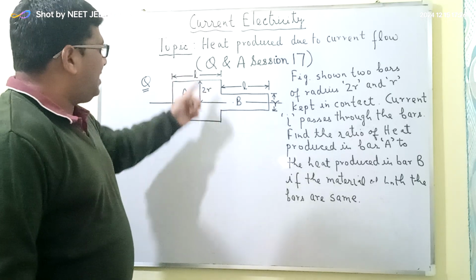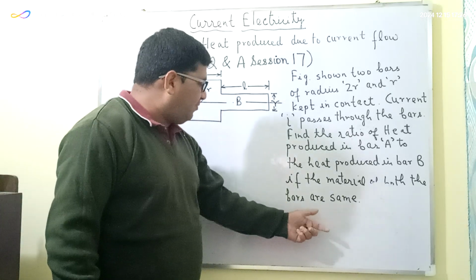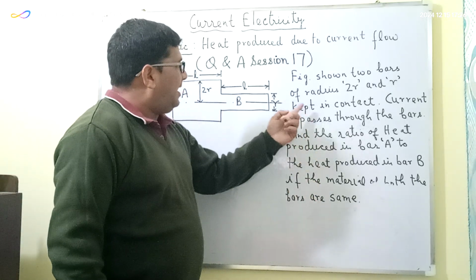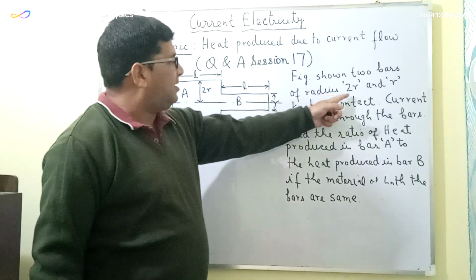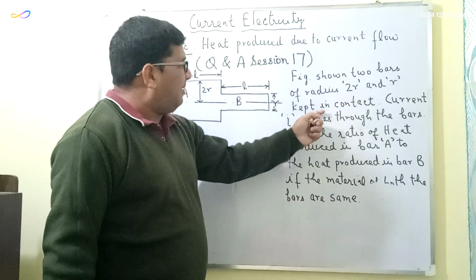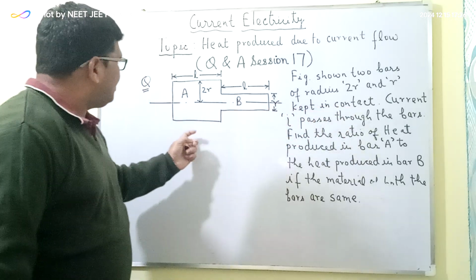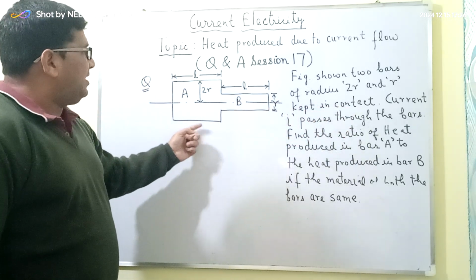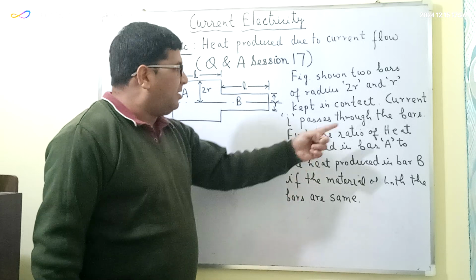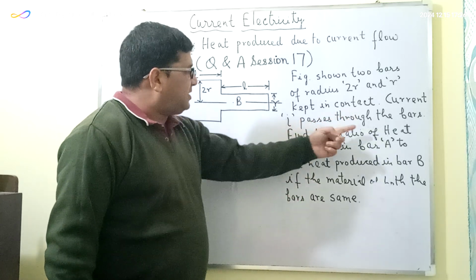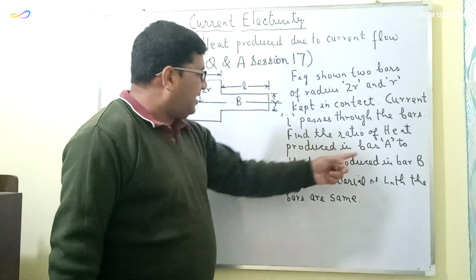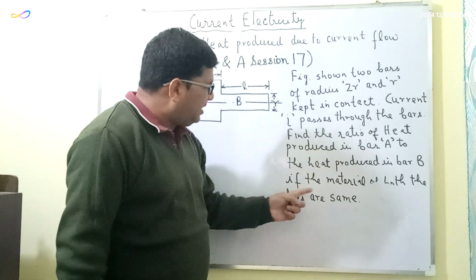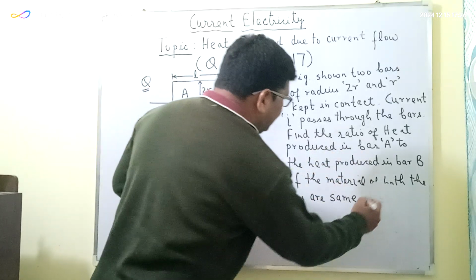Based on this topic, I have selected one question from one of my reference books. There are two bars of radius 2r and r kept in contact with each other as shown in this figure, which was provided along with this question. The current I is passing through the bars. Find the ratio of heat produced in the bar A to the heat produced in the bar B if the material of both the bars is the same.